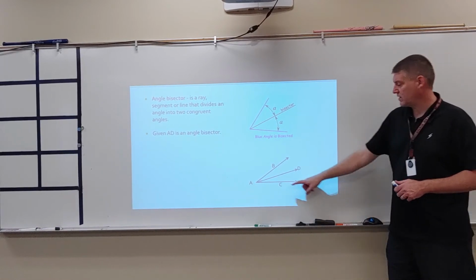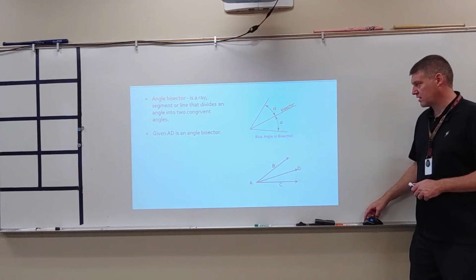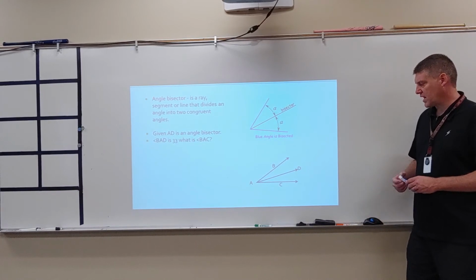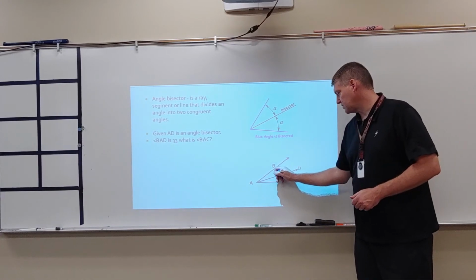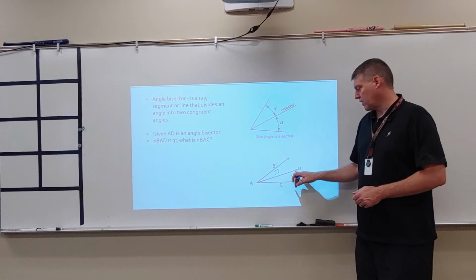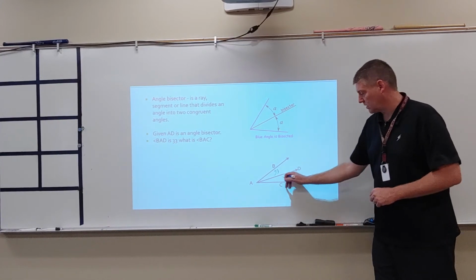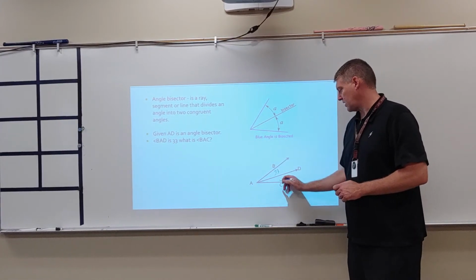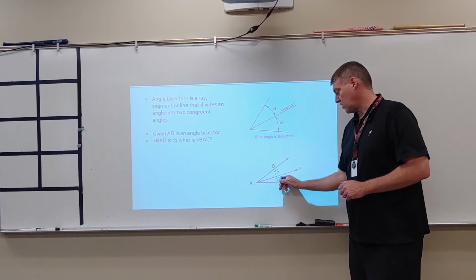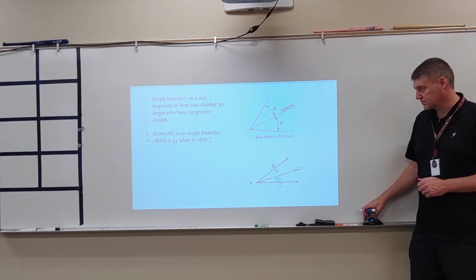All right? So given AD is the angle bisector here, BAD is 33. So if this is 33 degrees, what is DAC? Now it may not look like it, but because we said it was an angle bisector, this is also 33 degrees.